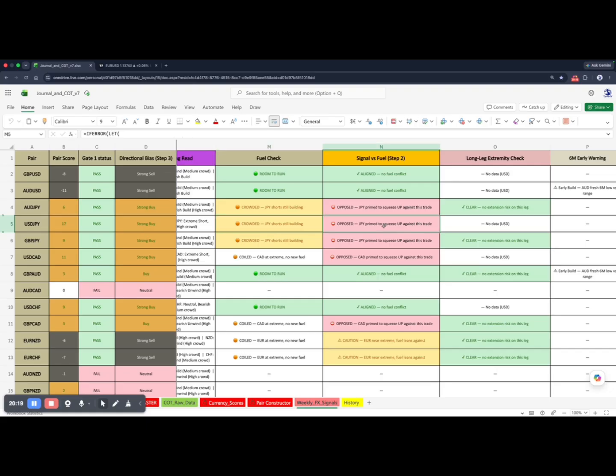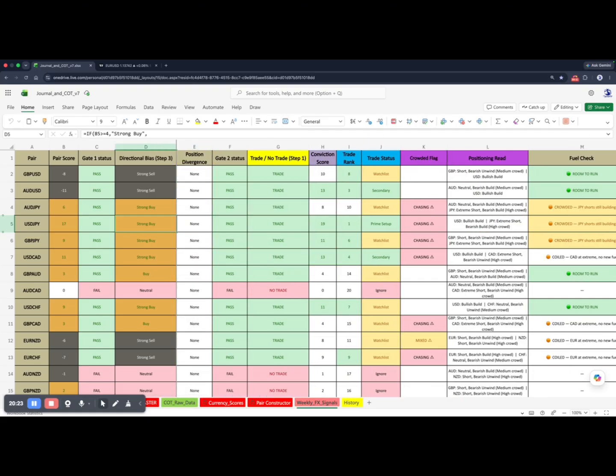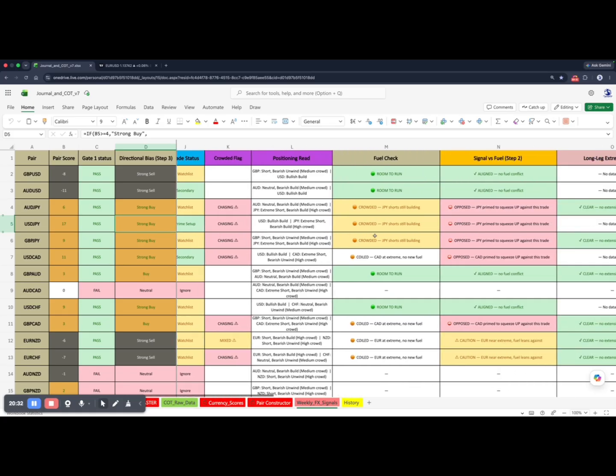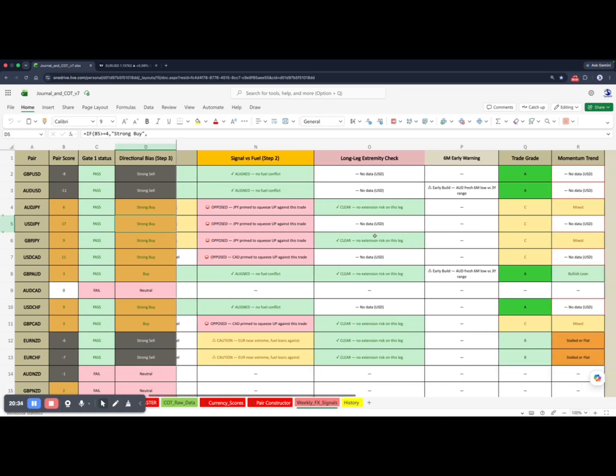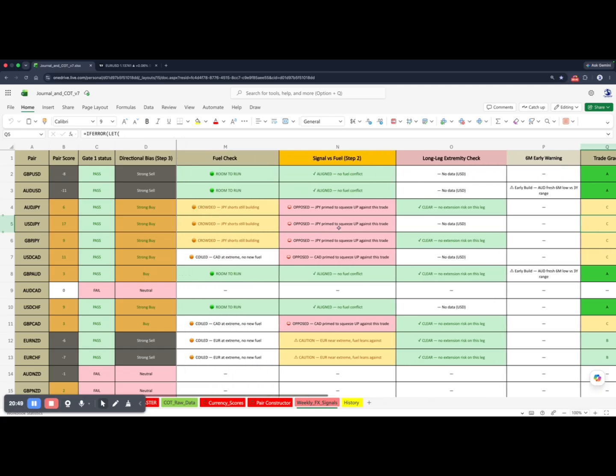Crowded. Oh, sorry, no, step three. Where was step three? Directional bias is a strong buy. There's no data here for the long leg extremity, so we can't check the sell for this one, unfortunately. The long, we can't check that one. We get a trade grade of C, which isn't great.